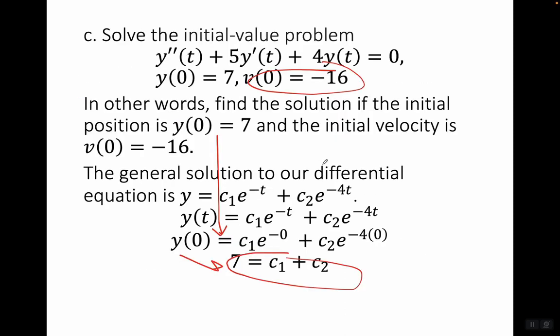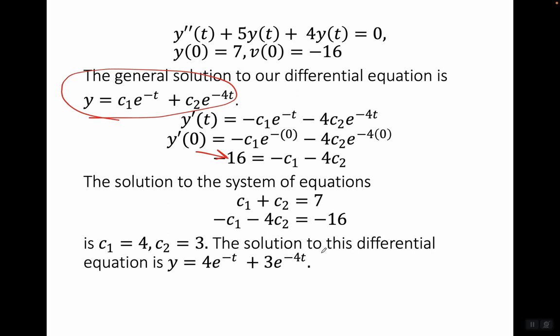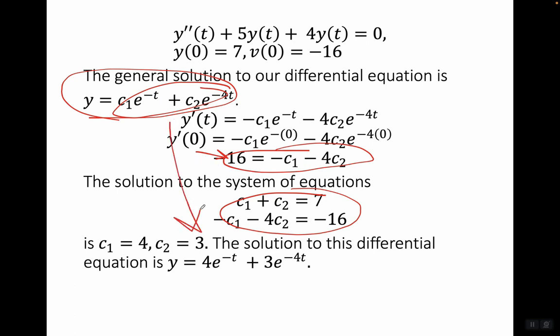So we have two equations. We have 7 equals c1 plus c2, and we have 16 equals negative c1 minus 4c2. The solution to this system of equations is c1 equals 4, c2 equals 3. That means, going back over here, the general solution to our differential equation looks like this. That means the solution to this initial value problem is y equals 4 e to the negative t plus 3 e to the negative 4t.